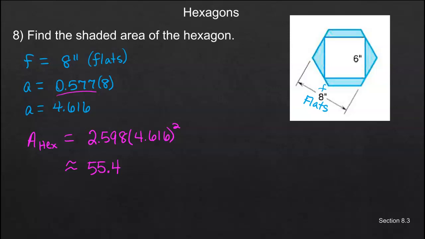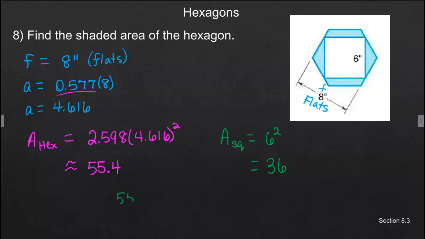Now the area of the square is pretty simple, right? Area of the square is going to be 6 to the second power, right? 6 times 6, base times height, if you want to look at it that way. And so the area of the square is 36. Now these are both in inches squared, but I'm just going to go ahead and label my final answer. So to get the shaded area, I take the hexagon and subtract the square.